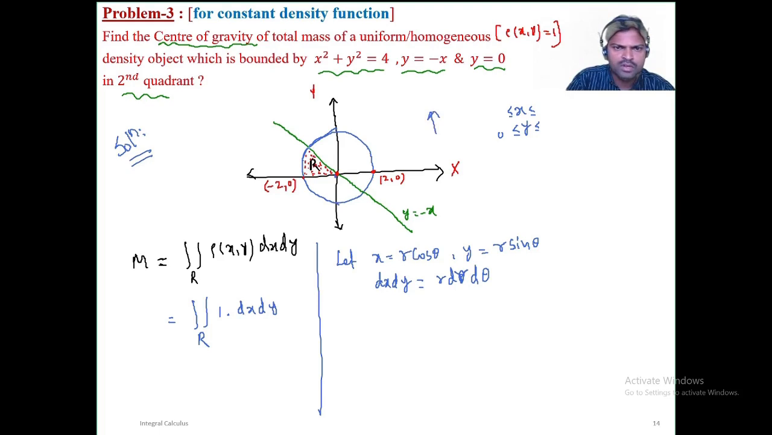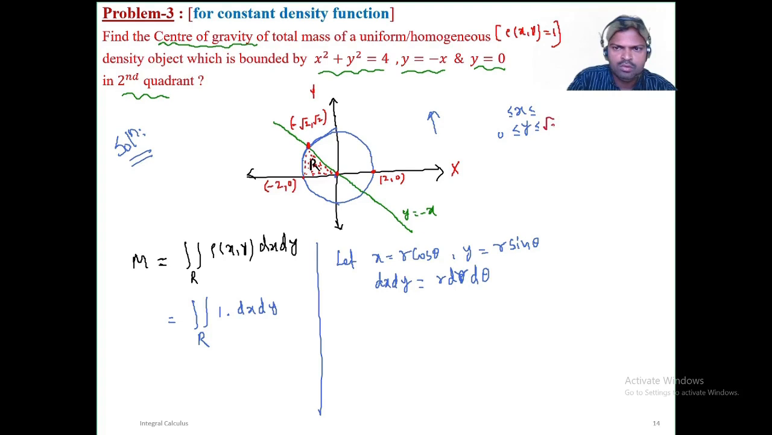So I want the point of intersection of this line and the circle. Line and circle: y is equal to minus x, substitute here. Then what will you get? 2x square is equal to 4. Therefore x square is equal to 2, so x is plus or minus root 2. Therefore this point has x is minus root 2 and y is plus root 2. So y is varying from 0 to root 2.